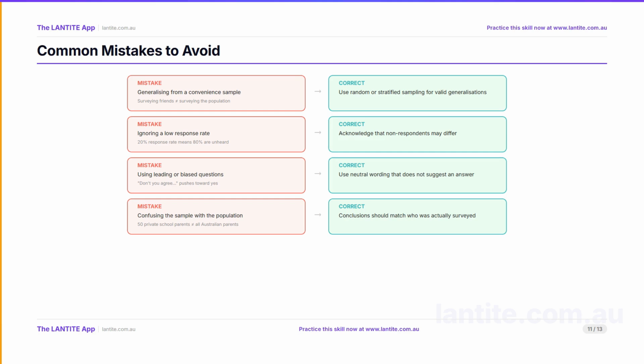Here are the key mistakes to avoid. First, generalizing from a convenient sample. Just because your friends think something does not mean everyone does. Second, ignoring the response rate. A survey with a 20% response rate is much less reliable than one with 80%. Third, using leading questions. The wording of a question can push people towards a particular answer. Fourth, confusing the sample with the population. Always check whether the conclusion extends beyond who was actually surveyed.